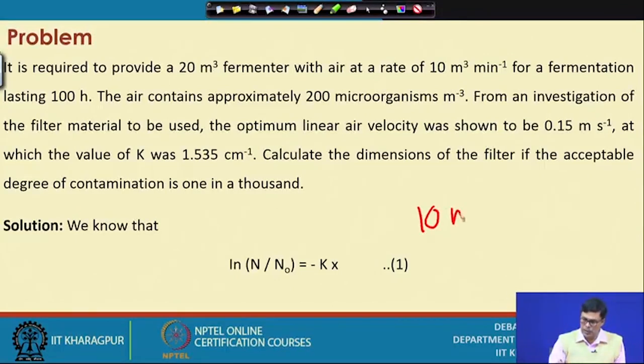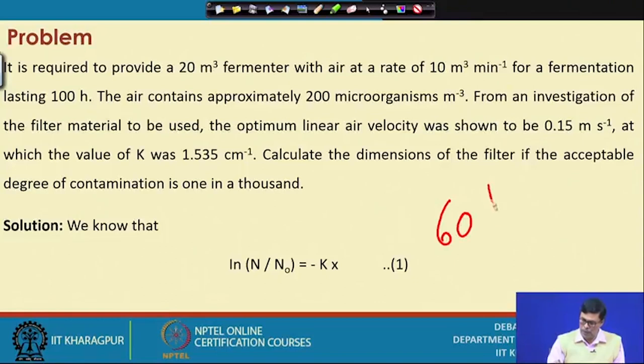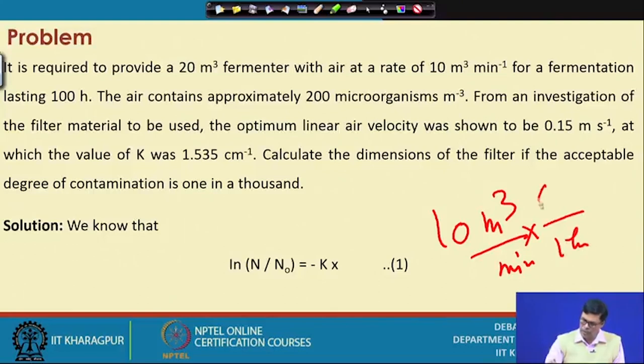If I calculate, 10 cubic meter per minute, how can you convert it into per hour? One hour is equal to 60 minutes, so the minutes will cancel. So, 10 into 60, you can do that. And for 100 hours, how much volume will there be? You multiply it by 100, then you will get the total volume.